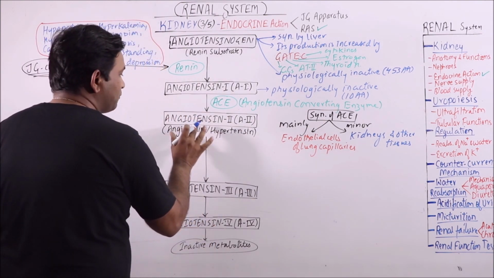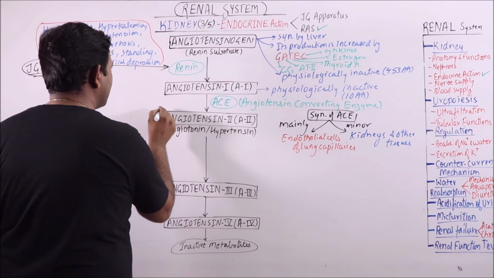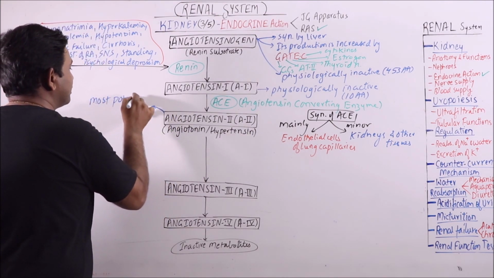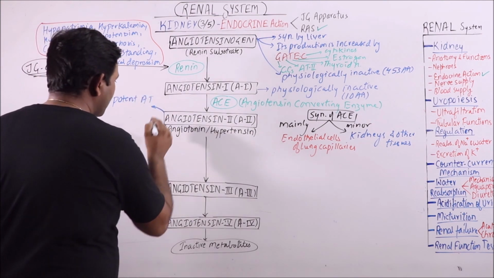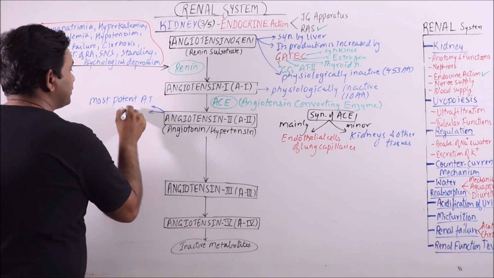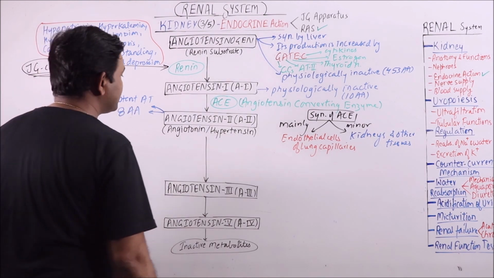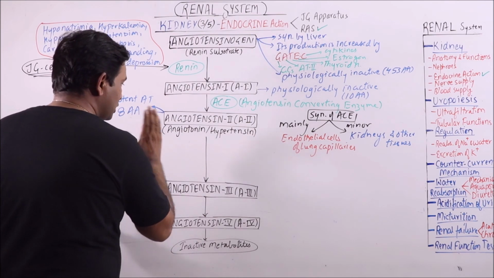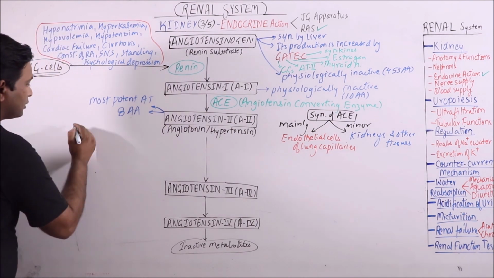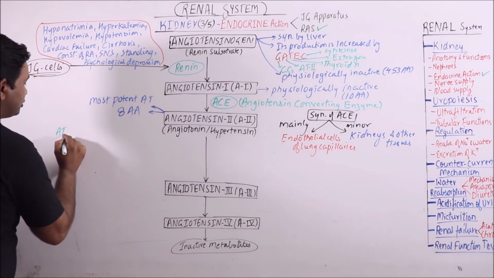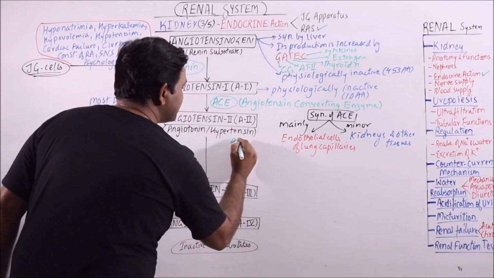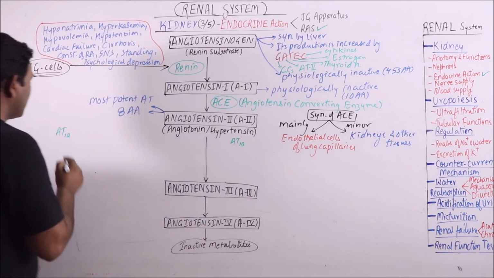Now this is very important, angiotensin 2. It is most potent angiotensin. It is most active angiotensin. It is made up of 8 amino acid, that is, it is octapeptide. Now this will act on certain receptors. Now what are these receptors? These receptors are angiotensin 1A receptors and angiotensin 1B receptors.